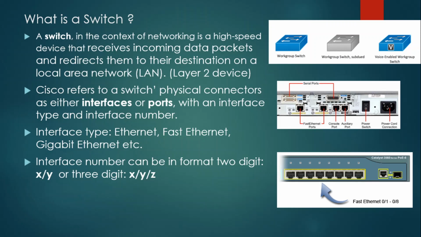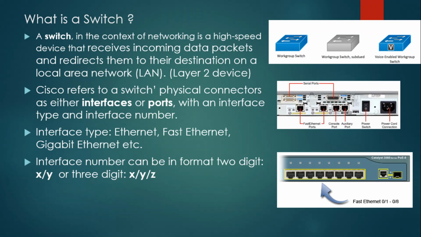But Cisco refers to a switch's physical connector as either an interface or a port, with the interface type and interface number, as you can see from the illustration. Interface types include Ethernet, Fast Ethernet, Gigabit Ethernet, etc., which we will see later in the next presentations. Of course, the interface number can be in the format of 2 digits, X and Y, or 3 digits, X, Y, and Z.